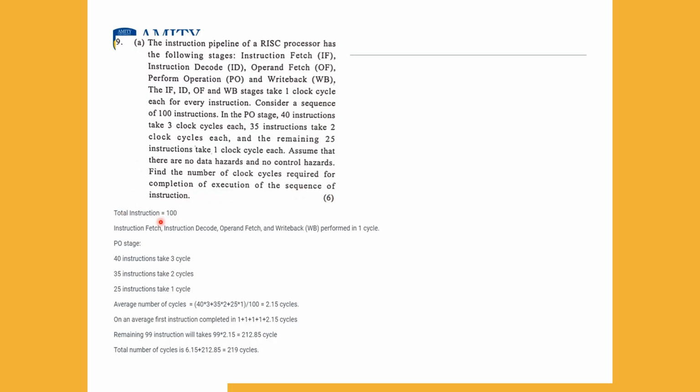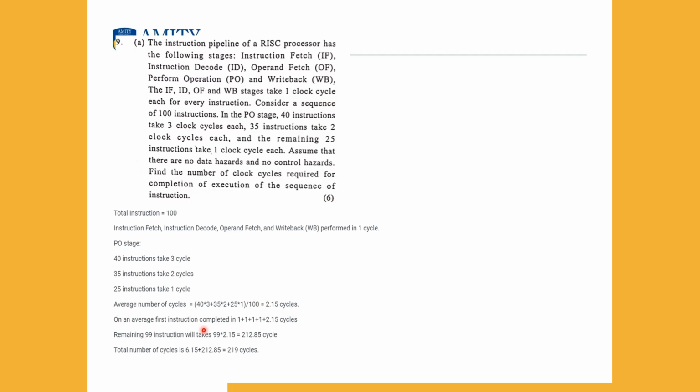So since we have total 100 instructions and all of the other stages are performed in 1 clock cycle each, in the PO stage we have the following given, that 40 instructions take 3 cycles, 35 take 2, and 25 take 1. So the average cycle that we have overall is 40 times 3 plus 35 times 2 plus 25 times 1, and then find the average for the instructions by dividing by 100. Hence we get 2.15 cycles as the average in the PO stage.